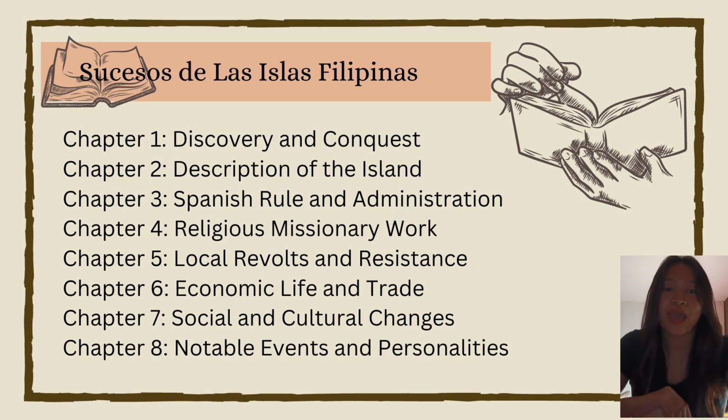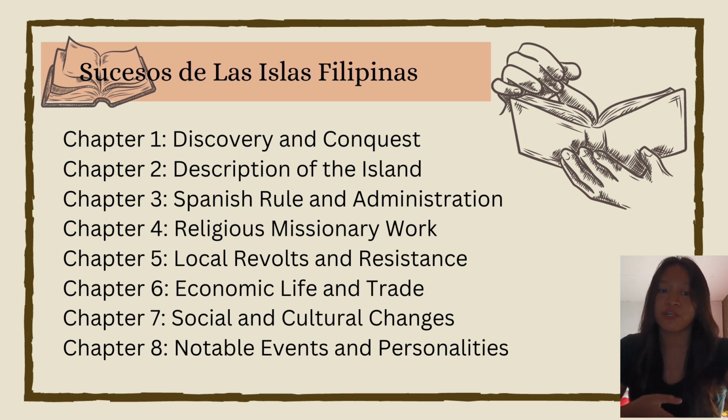The first chapter is Discovery and Conquest. This describes the discovery of the Philippine islands by Spanish explorers and the subsequent conquest and colonization efforts. The second chapter is Description of the Islands. This provides geographical and cultural descriptions of the islands, including their natural resources, climate, customs, and the traditions of the indigenous people.